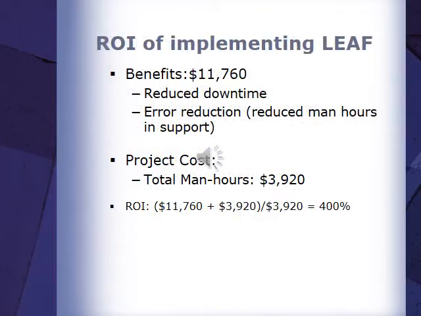Looking at the ROI of implementation of Leaf, the benefits come from the cost that we're saving in man hours to manage the application or process, which is $11,760. The project cost, that's again calculated by the man hours needed to develop the process and then implement and train the users, is $3,920. This is a 400% ROI.